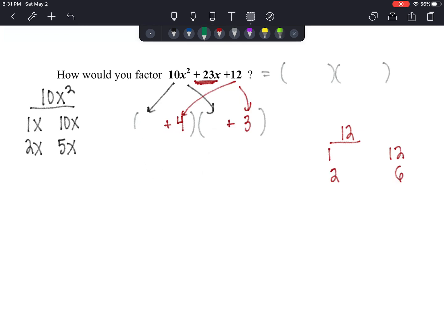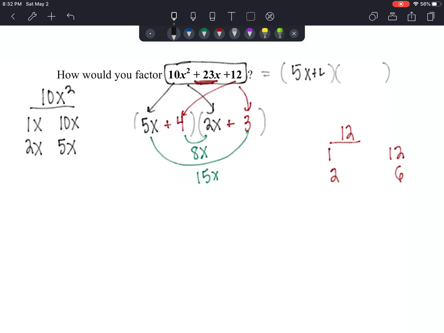So let's try 2x and 5x. Now, since I've got the 4 and the 3 there, I'm not going to put the 2x with the 4, because 2 and 4 have a common factor that the original trinomial doesn't have. So I'm not going to put the 2 there. I'm going to put 2x here and 5x here. Now I'm going to check my outer and my inner. 15x, 8x, that's 23x. There's my answer: 5x plus 4 and 2x plus 3.